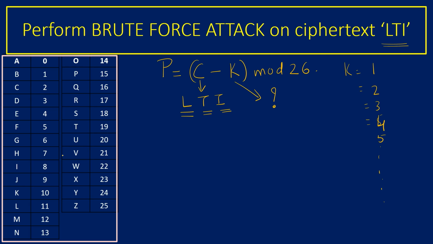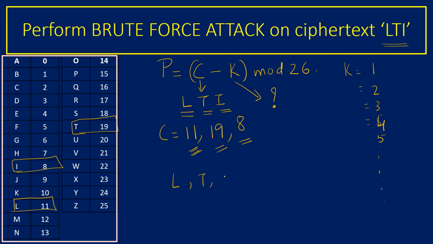So now, what is the number corresponding to L? It is 11. So my ciphertext numbers are: the number corresponding to L is 11, then the number corresponding to T is 19, and the number corresponding to I is 8. Therefore, the decryption algorithm will process the numbers 11, 19 and 8. So LTI corresponds to ciphertext numbers 11, 19 and 8.